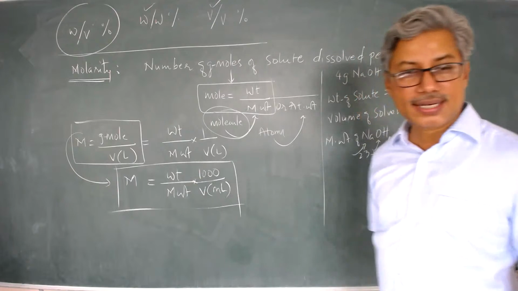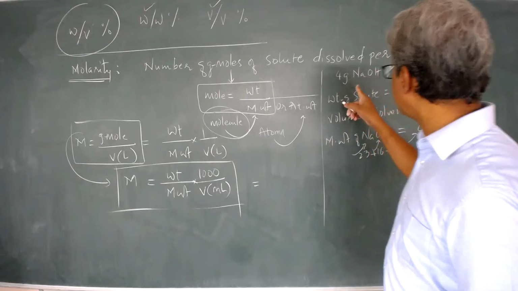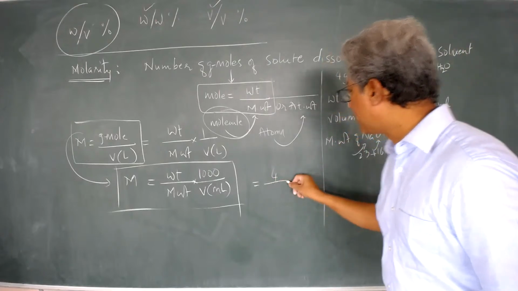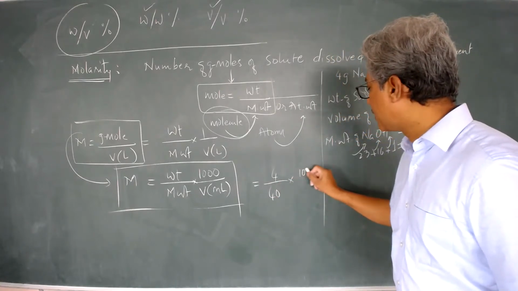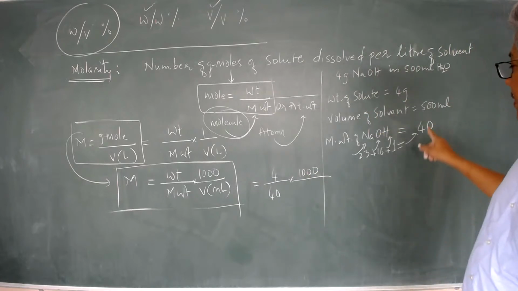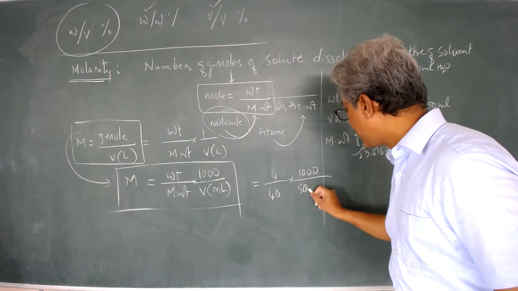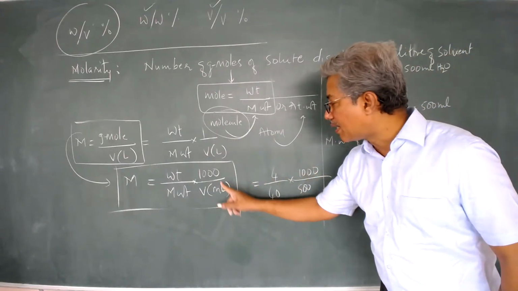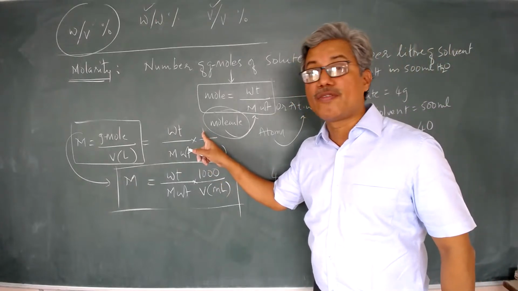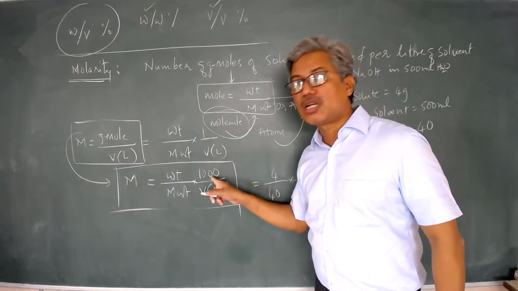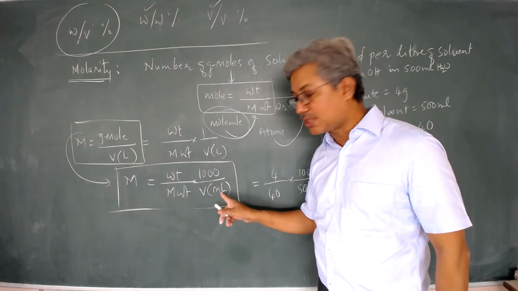Now, can we use this formula here? Molarity is equal to weight, which is 4 gram, by molecular mass, 40, into 1000, which is a conversion factor constant, divided by the volume. If it is in ml, we take 500 ml. Only if it is in ml will 1000 come. If it is in liter, the numerator has only 1. So this 1000 factor comes only when the volume given is in milliliter.